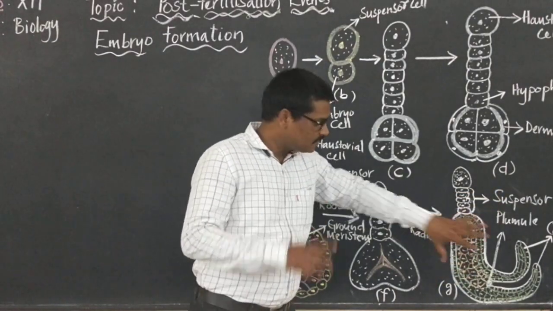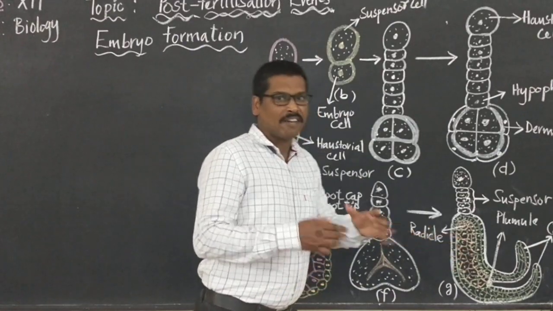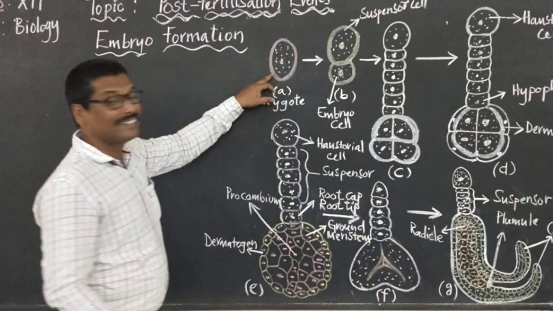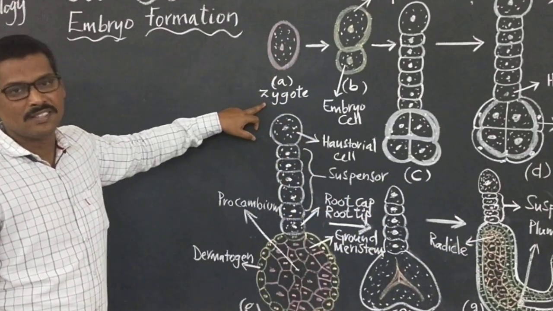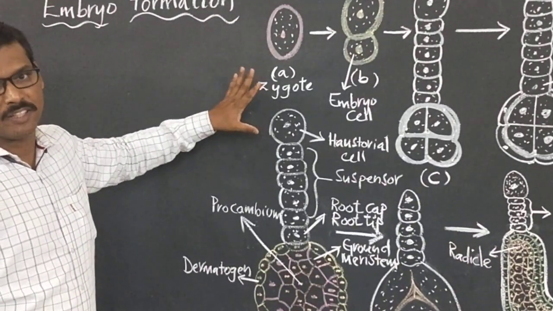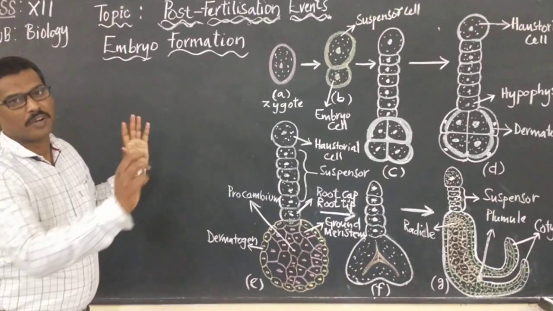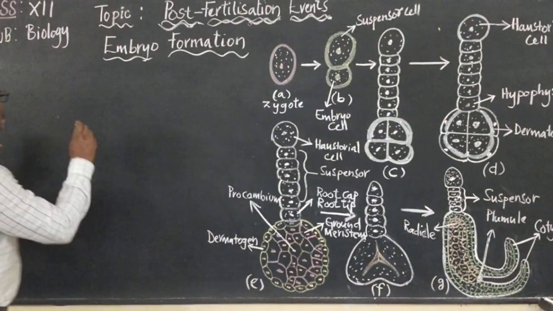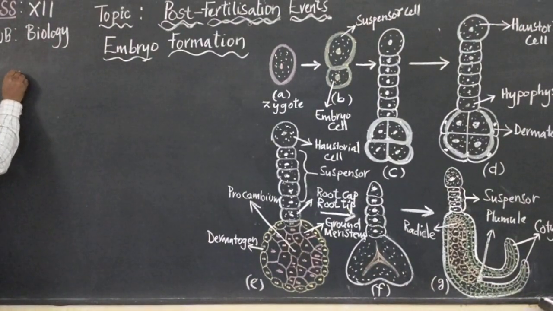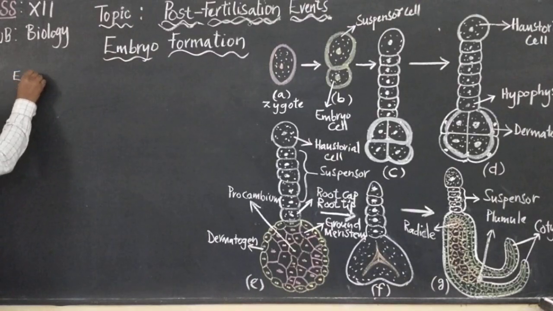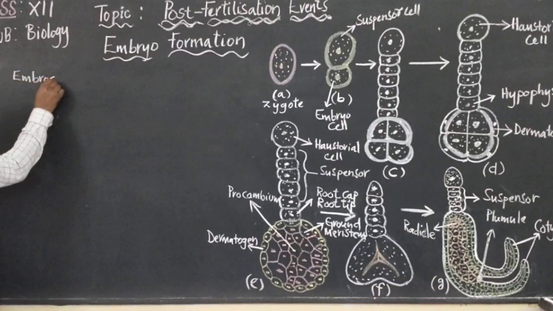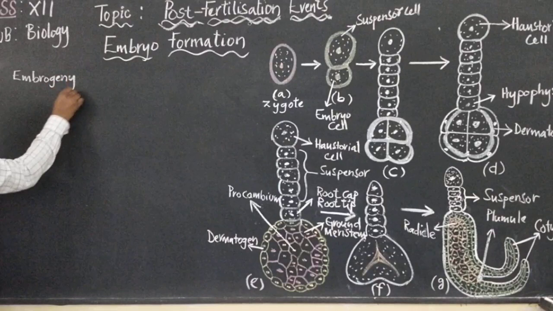But this embryo develops from what? It is from the fertilized egg, which we call the zygote. So here we are talking about embryo formation, and the first word that we have to keep in mind is embryogeny.